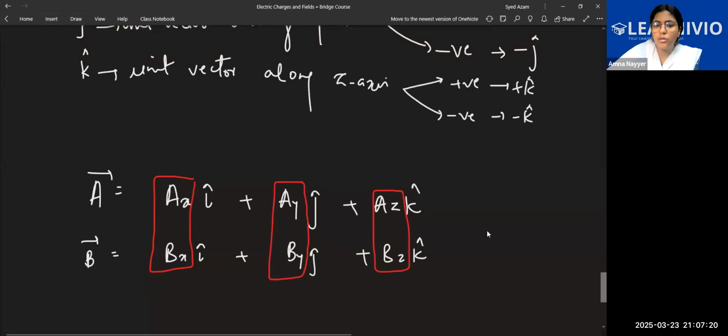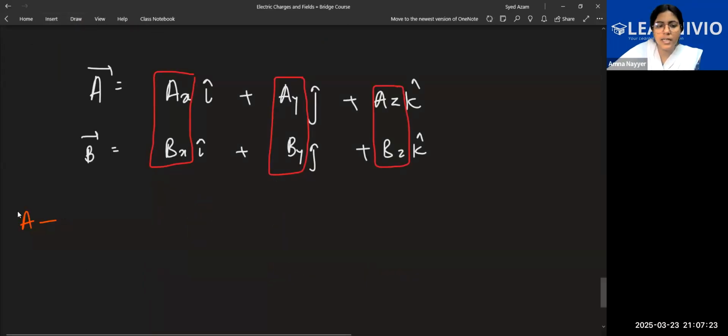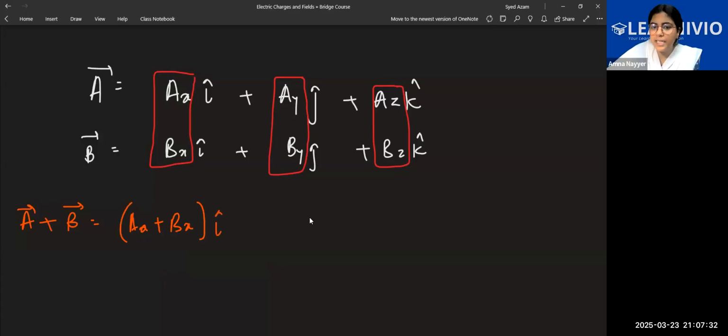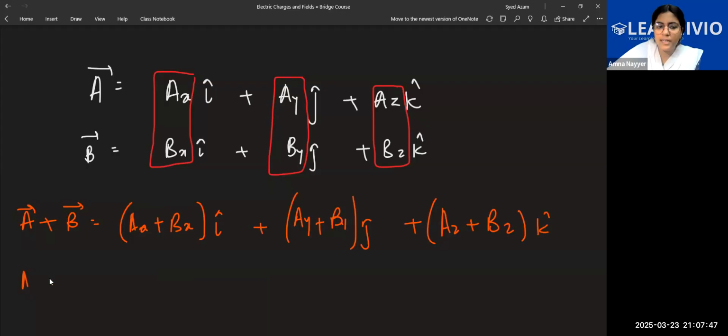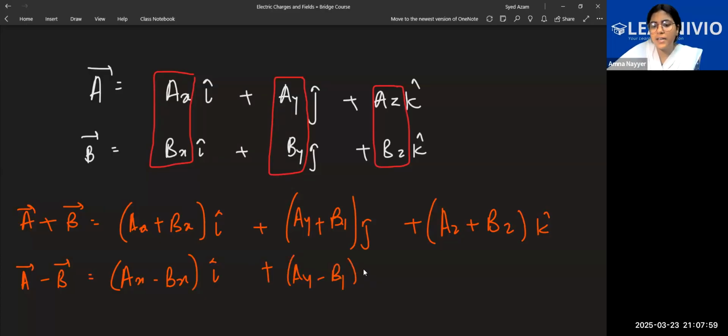Like if I want to add a vector plus b vector, I'll add these two, ax plus bx together, and then I'll write i cap. I'll add these two, ay plus by j cap, az plus bz k cap, like this. Or even when I have to subtract them, I will use ax minus bx i cap, same thing with the negative sign, ay minus by j cap plus az minus bz k cap.